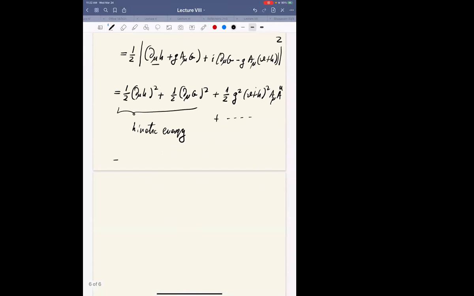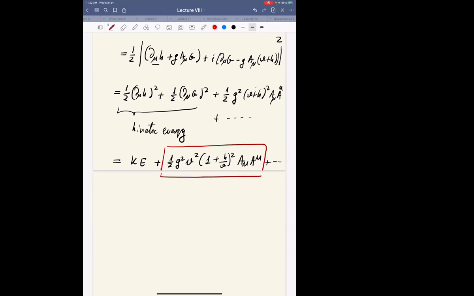So in other words, this is kinetic energy plus 1/2 g square. I'll take v square out, 1 plus h over v, everything square, A mu, plus all kinds of interesting terms to come later. This is what I'm after. I hope you're following me here. This is the most interesting term. What do you see here?